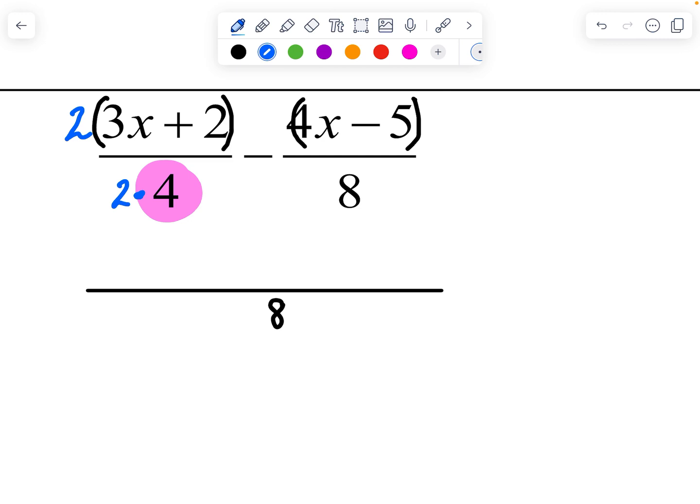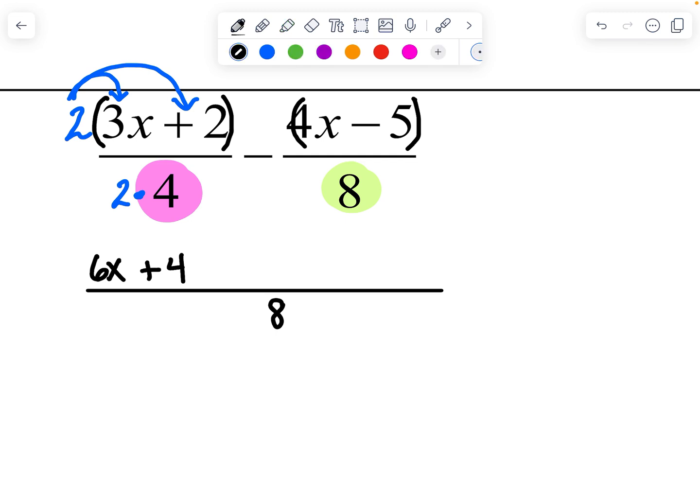All right, well, what does that mean? That means I'm going to take 2 times 3x, and I'm going to take 2 times 2. And when I do that, 2 times 3x is 6x, and 2 times 2 is 4. Then I'm going to look at the next fraction and realize this is an 8. That's exactly what I want.